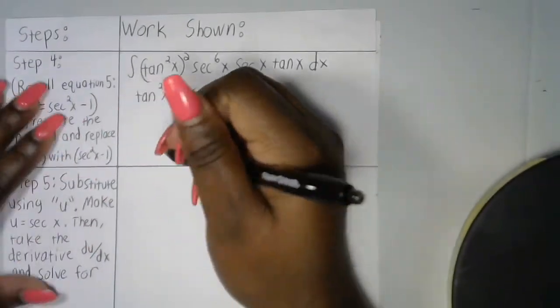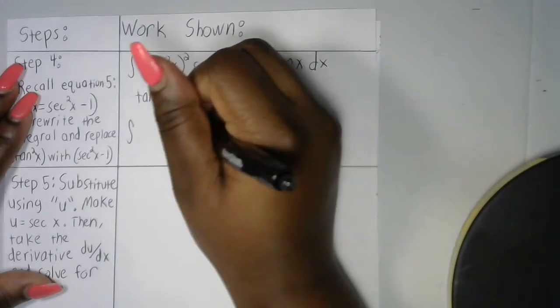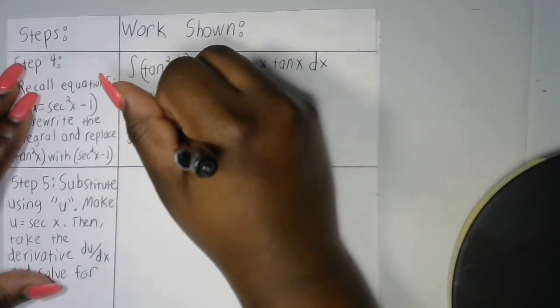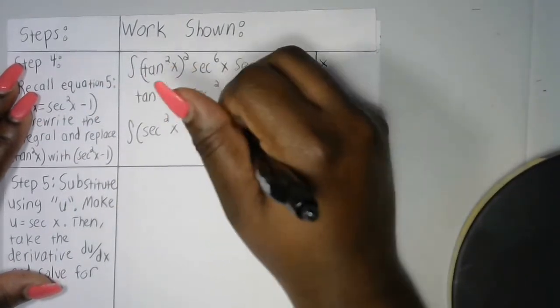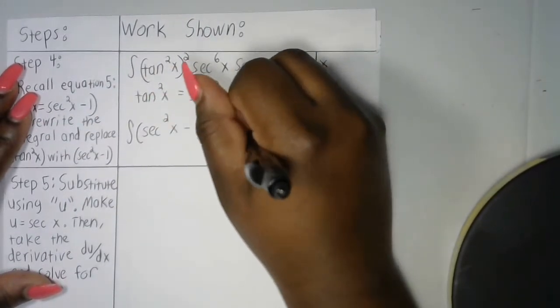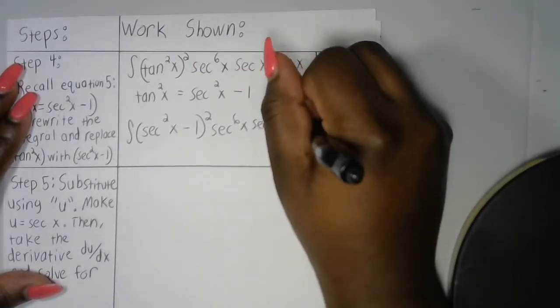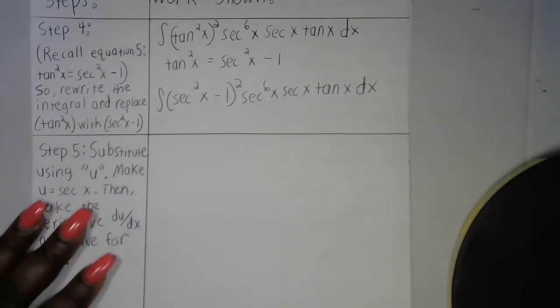Yeah, okay, so we were replacing tan x squared with this. If we replace it, we would get secant x squared minus 1, all of this squared, times secant x to the 6th times secant x times tan x dx. Alright, now let's go to step 5.